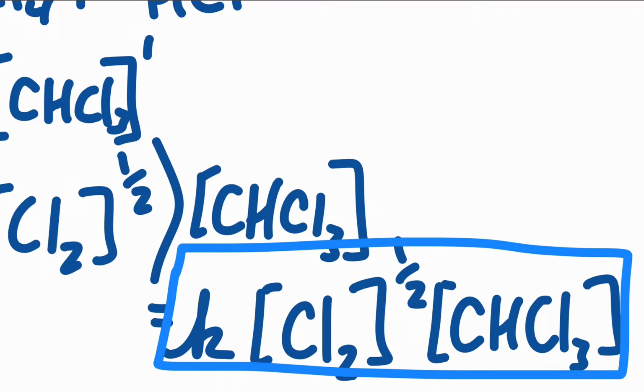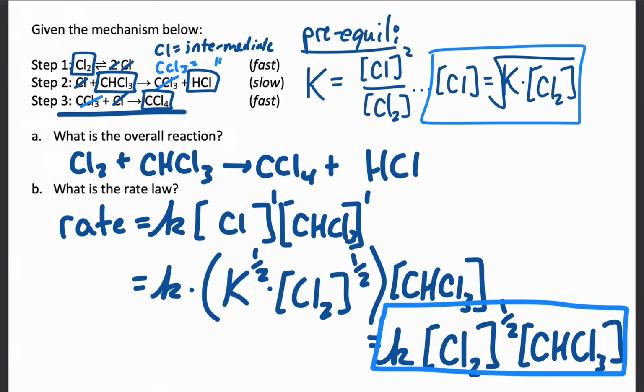This is an example of where we don't get whole numbers for our orders of reaction, and that's why, because we end up rewriting the rate law so that we don't have an intermediate in the overall rate law. That's a tougher question. You don't see that too often, but it's certainly fair game for the AP test.